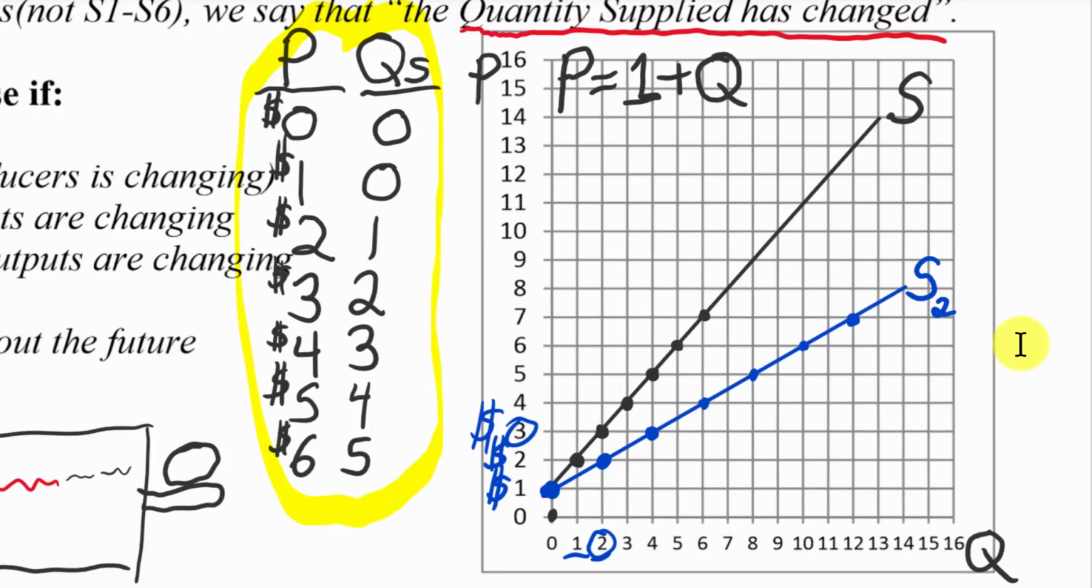So if we have additional producers coming in, we see that at each price the quantity is getting higher. That's an increase in supply. Or the opposite could happen, where we used to have 2 producers and now we're going down to 1. The supply could decrease.